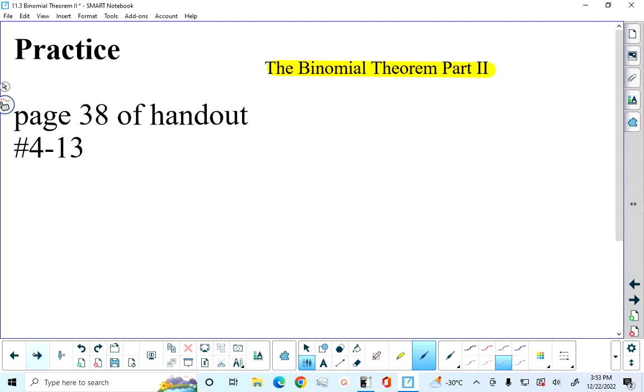On page 38 of your unit handout, questions 4 through 13 are continuing with the types of problems that you were working on in the last lesson, except now you have the benefit of understanding how that formula works and not relying on Pascal's triangle. There are also a few more difficult questions like the final couple of examples.